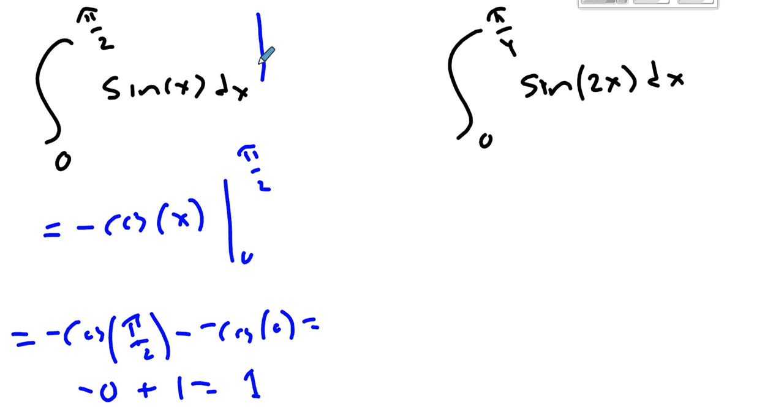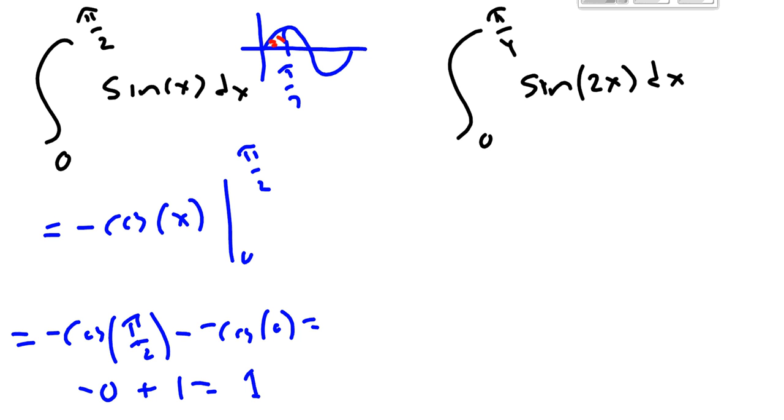Sine x looks like this. It goes up and down like that. And we found the area until we get to just pi over 2. And what you found is sort of like the area of this little wedge. Okay, let's take a look at this other problem.